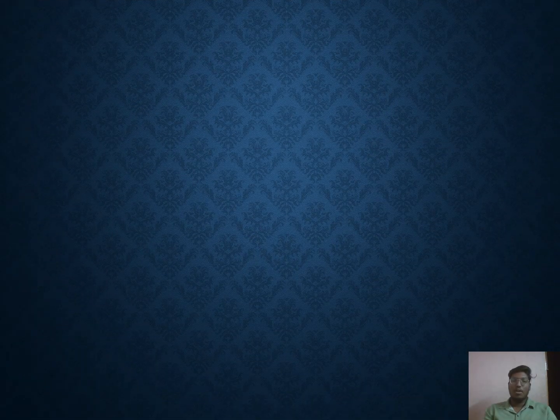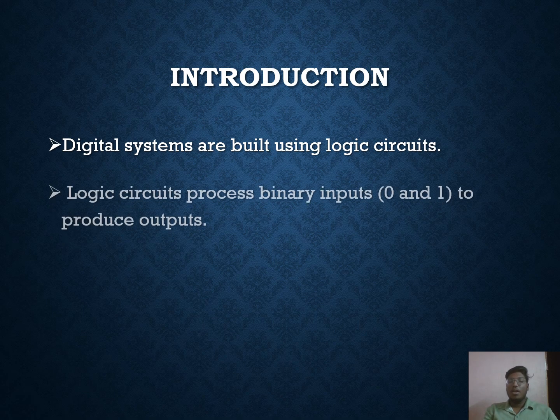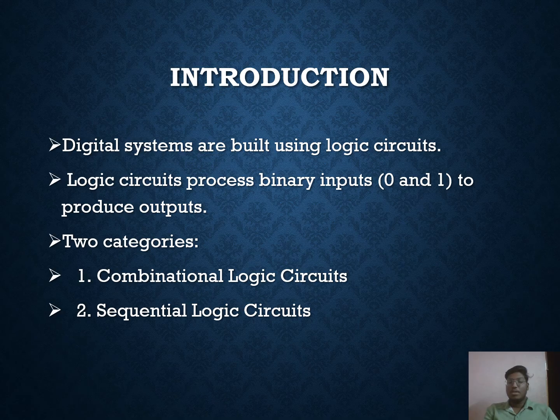Okay, let's start with the introduction. All digital systems like computers, mobile phones, and calculators are built using logic circuits. What is a logic circuit? Logic circuits are nothing but combinations of logic gates. These logic circuits take inputs like zeros and ones and produce the corresponding output for the system we use. In digital electronics, there are two types of logic circuits: sequential logic circuits and combinational logic circuits. In this seminar, we discuss combinational logic circuits in detail.